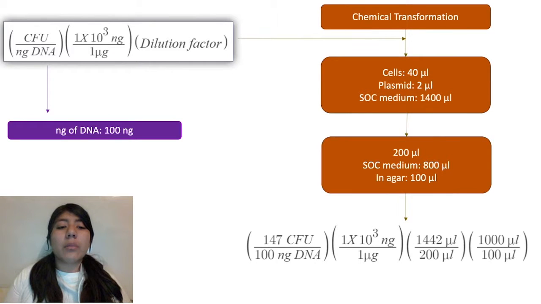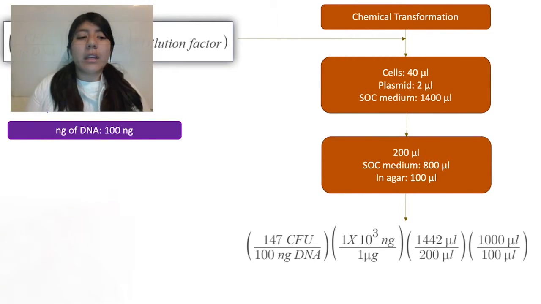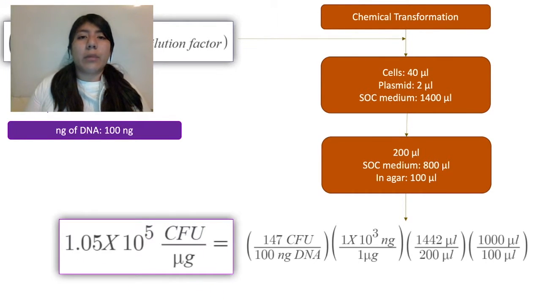After this, the soft medium was added until reaching 1 milliliter. From this quantity, 100 microliters were put on agar. This is our second dilution factor. The chemical transformation efficiency was the following.